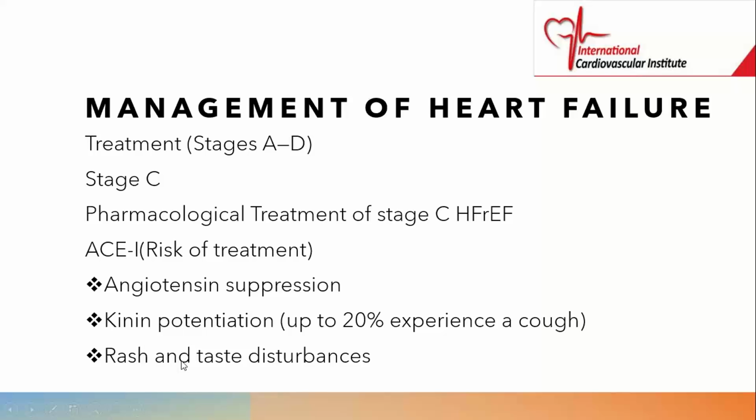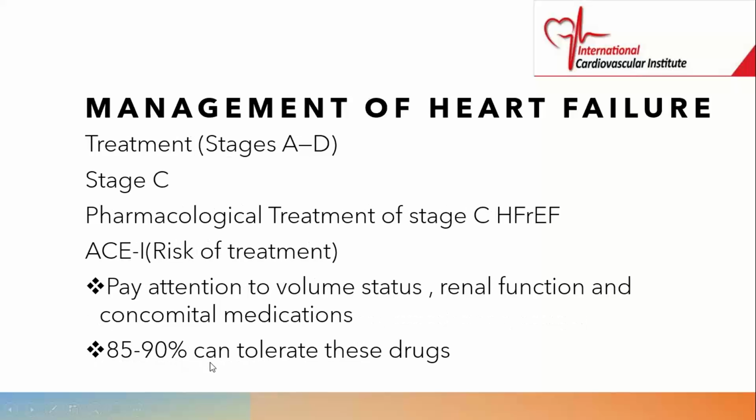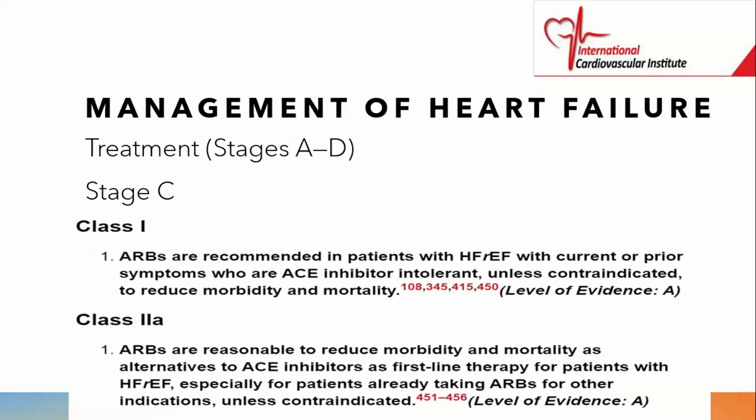They can also get a rash and some taste disturbances. Again, pay attention to the volume status, the renal function, and whatever other medication you're using, because you can get elevation in the potassium level. So if you're using an ACE inhibitor with, say, an aldosterone antagonist, you can get elevation in your potassium level. So be careful, watch that. But about 85 to 90% of the patients can tolerate the ACE inhibitor, not a problem.